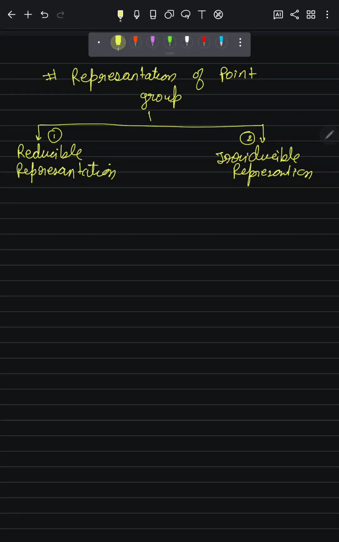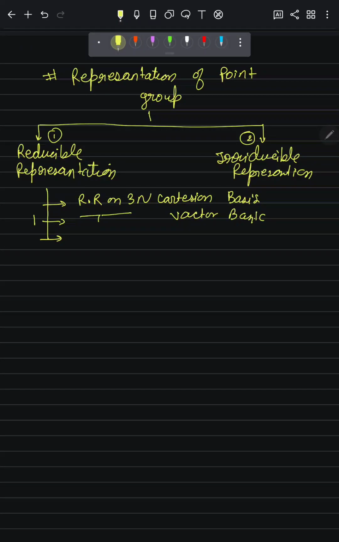These representations are the representation of coordinates of point group. First is reducible representation. It is further discussed in three types of basis: the reducible representation in 3n Cartesian basis, the reducible representation in vector basis, and the reducible representation in angle basis.